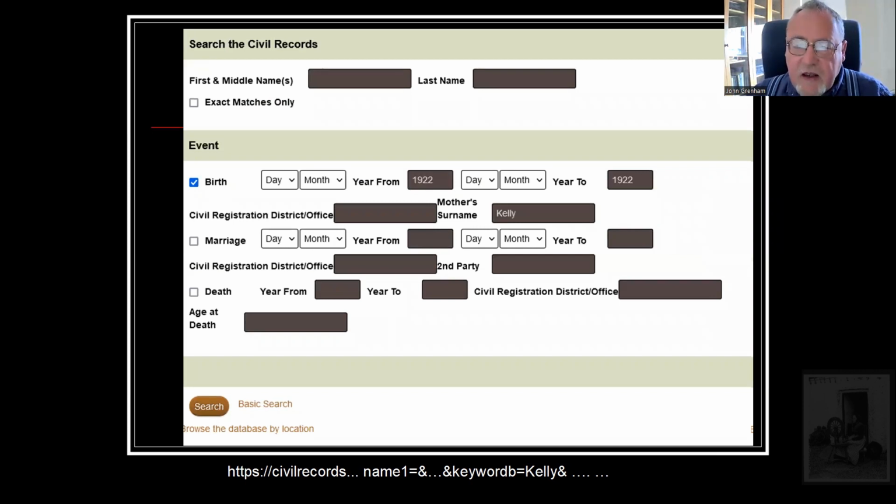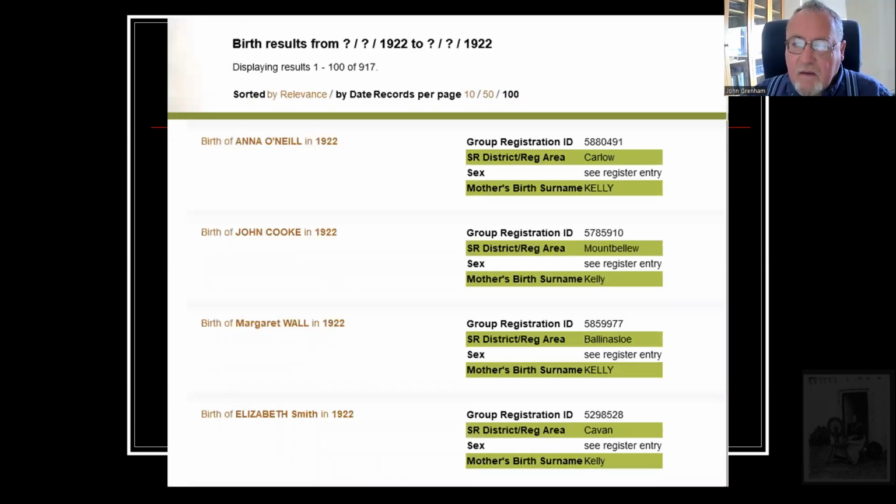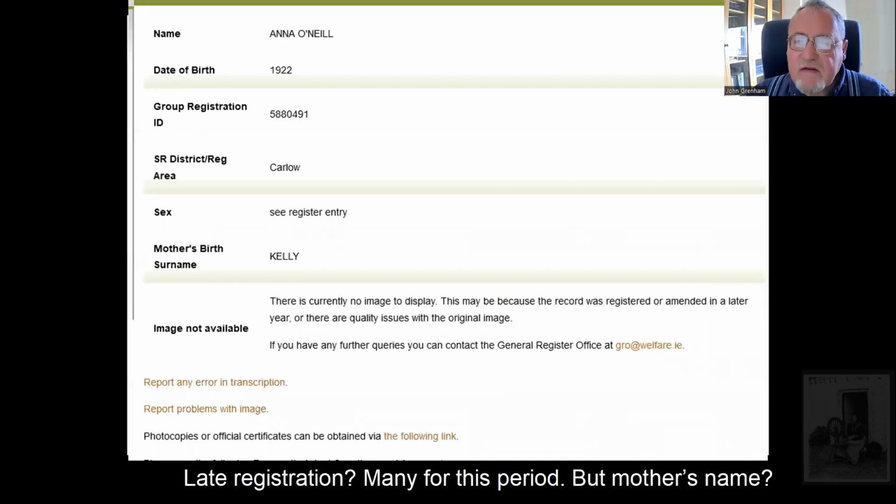Mother's surname Kelly. Okay, fair enough. We have O'Neill, Cook, Wall, Smith with the mother's surname Kelly. Very good. But if you click on, for example, Anna O'Neill, you get this: there is no image to display.